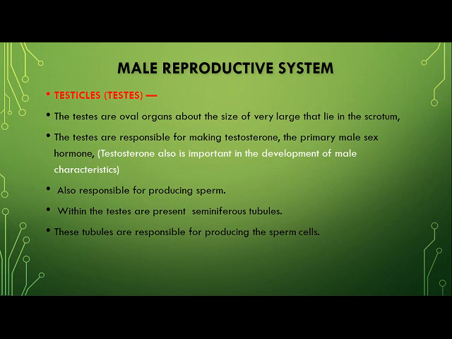Next, children, are the testicles or the testes. They are oval organs and they are present in the scrotum, as I told you just now. They are responsible for two very important functions. First is testosterone, the male sex hormone, which is responsible for the development of male characters, and second is the formation of sperms. Inside the testicles are very small tubules, and these tubules are responsible for the production of sperm cells, and they also help in the release of sperm from the testicles.